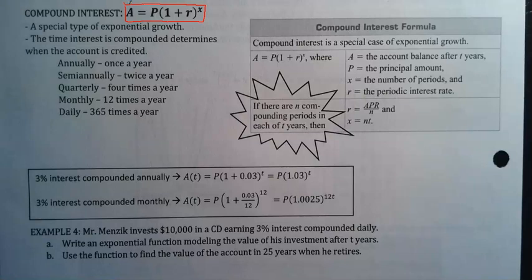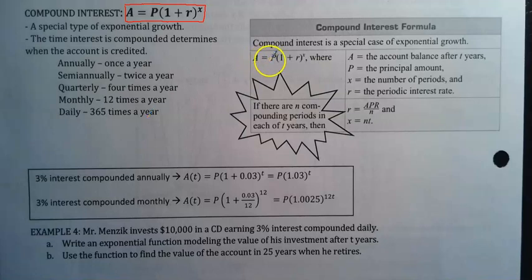Compound interest is about the time. The time that interest is compounded determines when the account is credited. So we have some terms that you need to know. Annually means once a year. Semi-annually means twice a year. Quarterly means 4 times a year. Monthly, it's going to happen 12 times a year. And daily is 365 times a year.